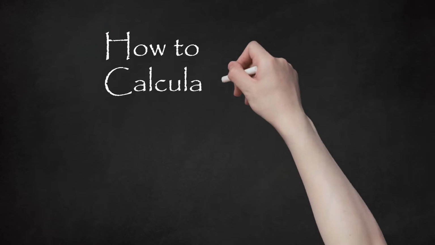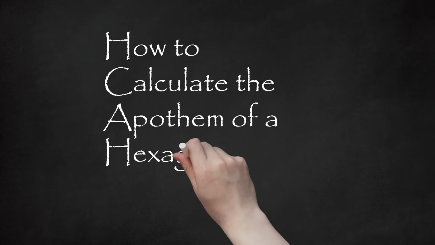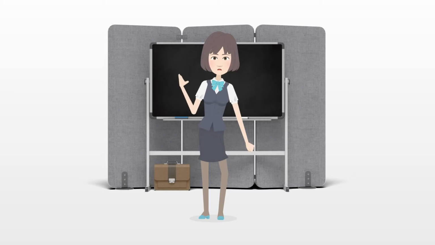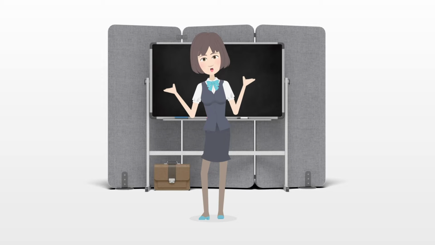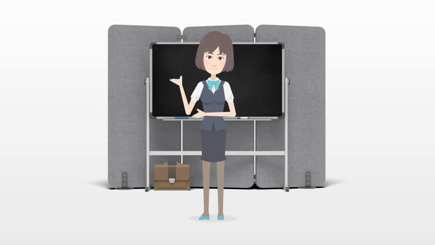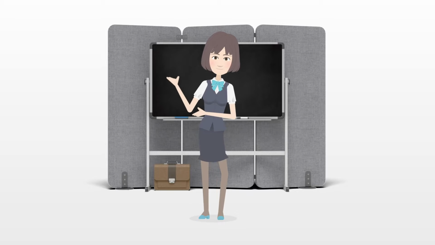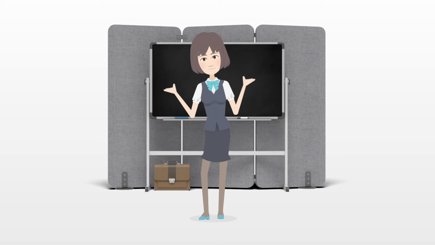How to calculate the apothem of a hexagon. A hexagon is a six-sided polygon. When a hexagon is regular, it has 6 equal side lengths and an apothem. An apothem is a line segment from the center of a polygon to the middle point of any one side.